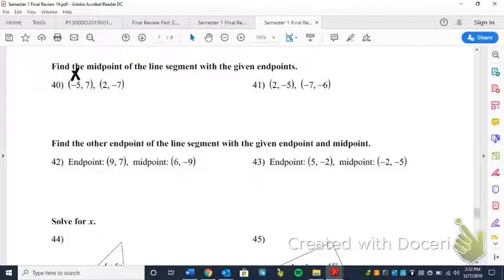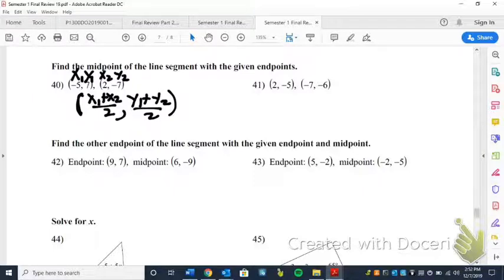So here we have x1, y1, x2, y2. Those are my 2 points, and I'm looking for the midpoint. I find the midpoint by going x1 plus x2 over 2 and y1 plus y2 over 2. So that gives me my midpoint for x and my midpoint for y. So my midpoint for x is going to be -5 plus 2 over 2, and my midpoint for y is 7 minus 7 over 2.